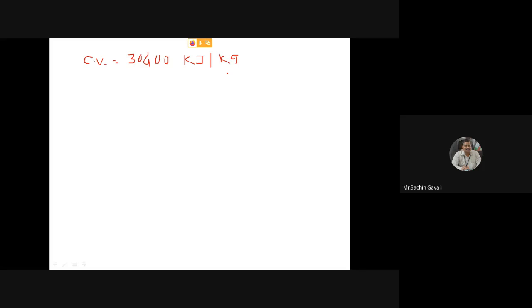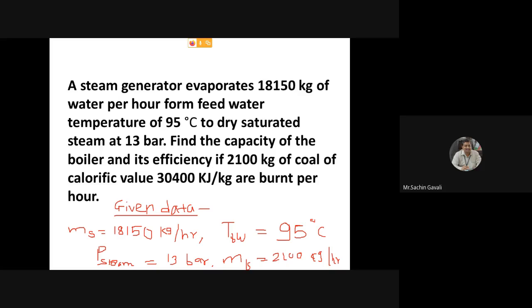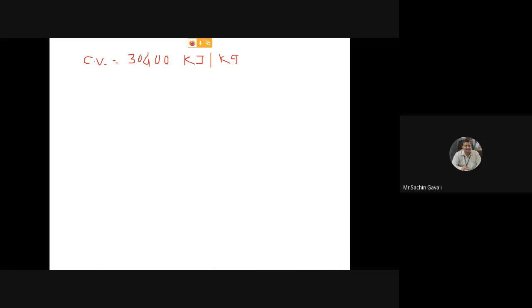Okay. Then what is given next? This much is given. And what did they ask? They asked us to calculate, find the capacity. Evaporative capacity we have to find out, and efficiency of boiler. Or equivalent evaporation we have to find out. Evaporative capacity, equivalent evaporation, and boiler efficiency we have to find out.